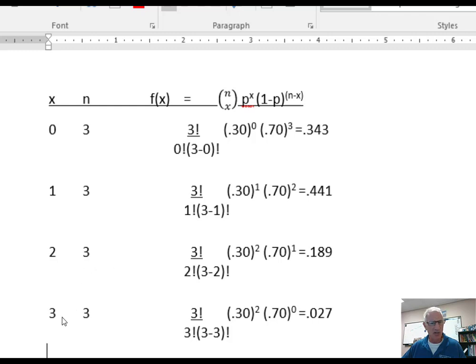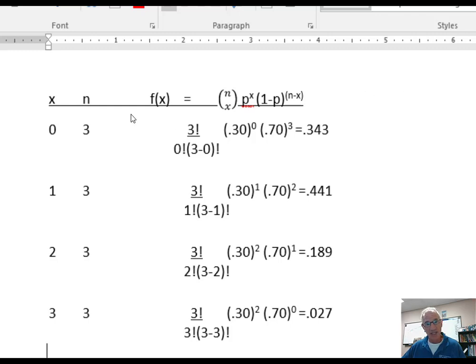We also would like to know what happens, since we're filling all this out, if all 3 students get a success, or an A. 3 factorial over 3 factorial, 3 minus 3 is 0 factorial, but remember, 0 factorial, as in the first line, is 1. 0.3 to the 3 and 0.7 to the 0 equals 0.027 probability that all 3 students will get an A.